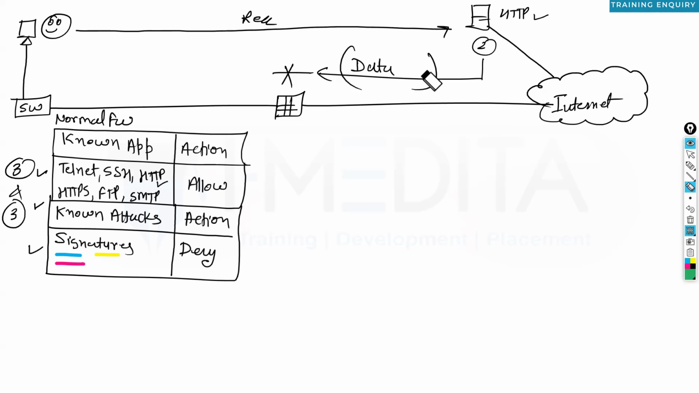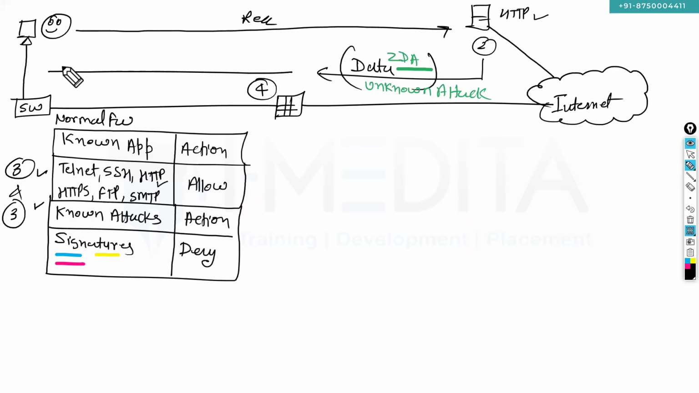So let's assume that this data contains a 0-day attack or unknown attack. ZDA, 0-day attack, or we will also call it an unknown attack. Now the reply is coming at the firewall. The firewall will check, okay, the data belongs to the HTTP application, but it is not matching with any signature. If it is not matching with any known attack, then what will happen in the fourth step? In the fourth step, this data with the 0-day attack will be allowed here. When this 0-day attack goes to the host, the host will be compromised.